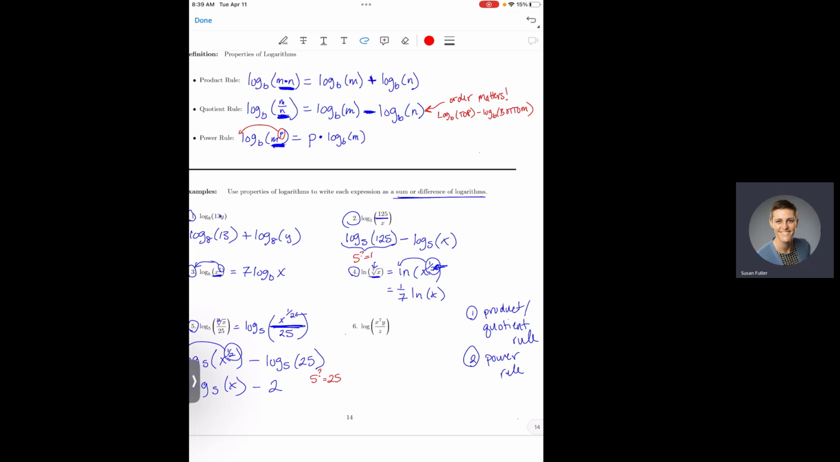5 to what power gives me 125? Well, 5 to the first power is 5. 5 to the second power is 5 times 5, which is 25, sorry, 25. And then 5 to the third power is 5 times 5, which is 25, times another 5 is 125. So we could have actually simplified this one a little further, and we could have written that as 3 minus log base 5 of x. So sorry that I missed that one before.